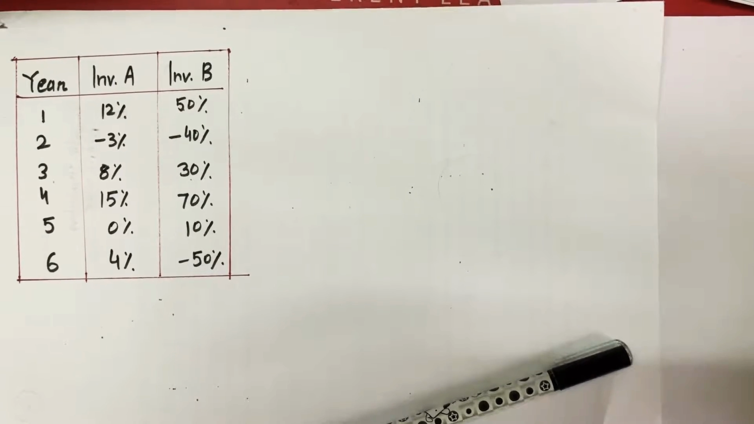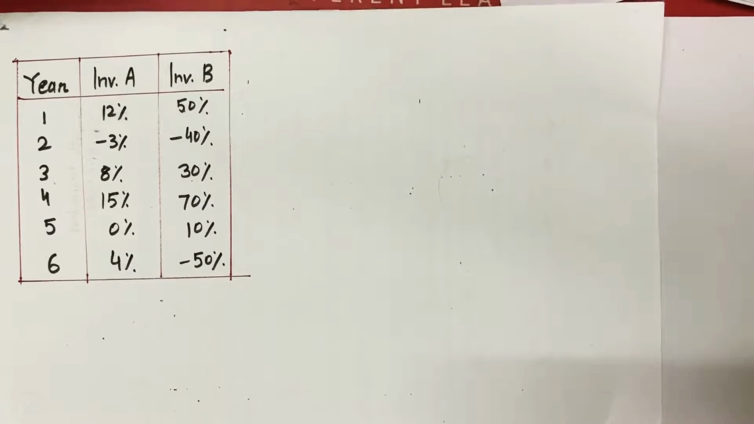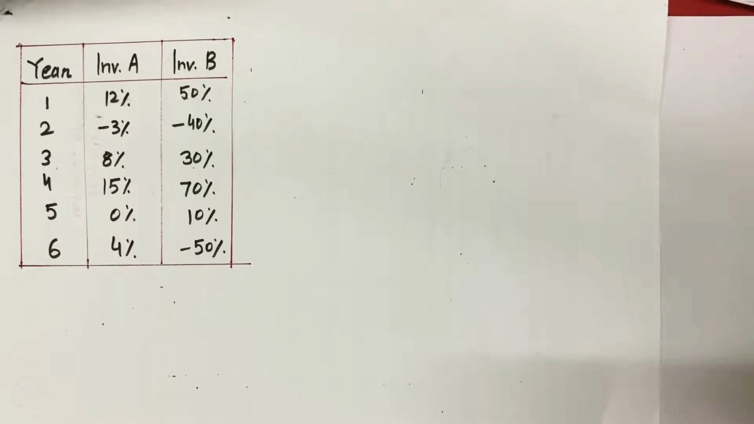Hello everyone, let's talk about geometric mean versus arithmetic mean once again. This is the kind of problem where geometric mean can be really helpful. If you look into the problem, there are two investments which are being compared. For 6 years the investment A gives these returns.